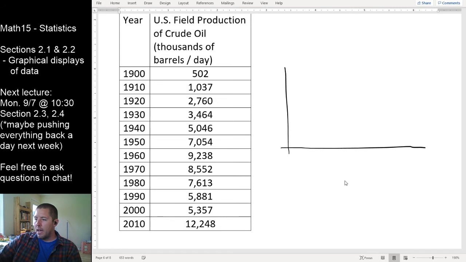So I'm going to get my time always on the x-axis out here. So I'm going to get years zero. Maybe I'll try and do this like this. Yeah, 1900, or sorry, that's 1910, 1920, 1930, 40, 50, 60, 2000, 2010. So I've got my time axis here.